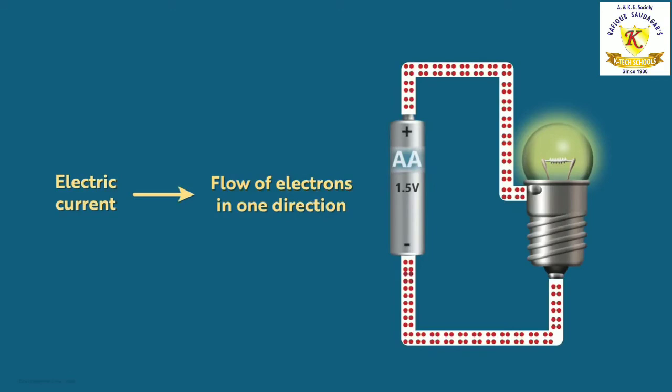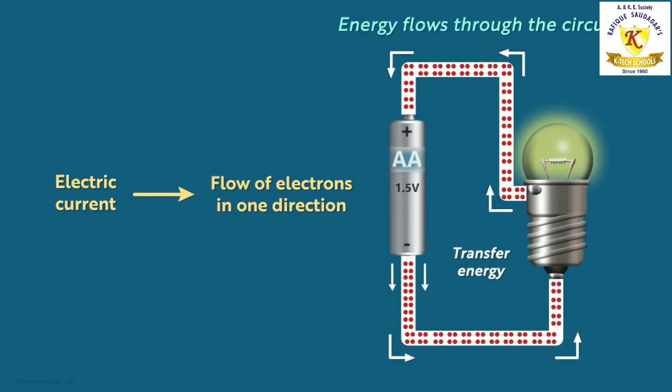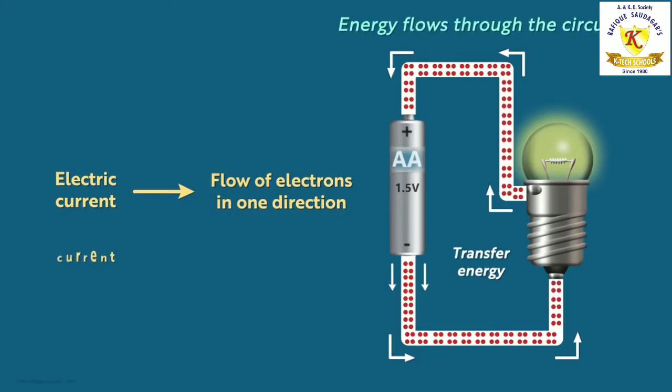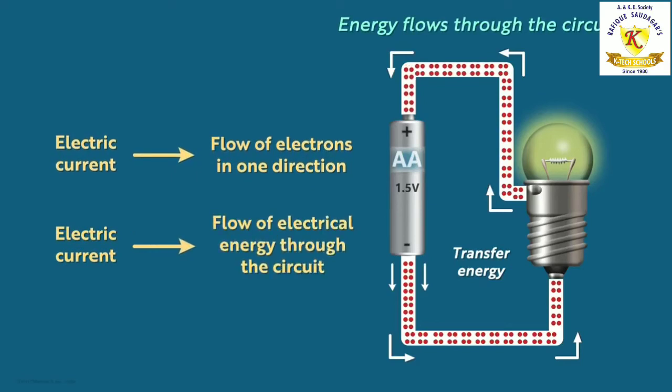electrons, or in other words, they transfer some of the energy to their neighboring electrons. So, the neighboring electrons are also pushed away. They in turn transfer the energy to their neighboring electrons. The process continues and energy flows throughout the circuit. This flow of electrical energy is nothing but the electric current.